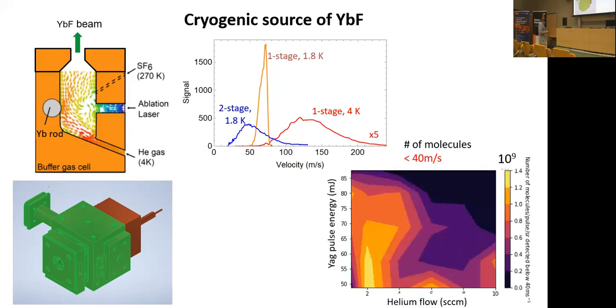And after optimizing some experimental conditions like helium flow, YAG pulse energy, or the size of this second stage, we now have about 10 to the 9 molecules per shot that are traveling slower than 40 meters per second, which is great. So this source is now working nicely and stably in our lab.